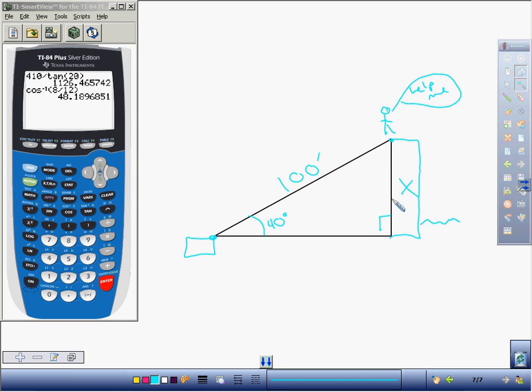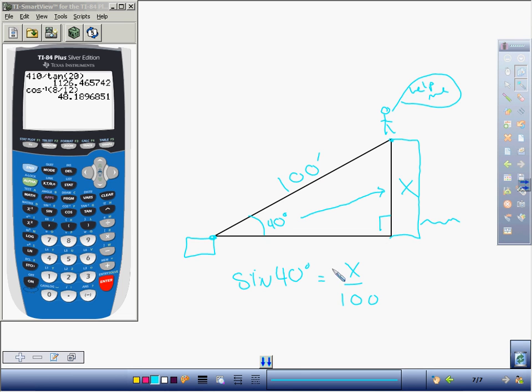So anyway, say you want to know how tall the building is. Which trig ratio should I use if I have this side and this side? From here, this is the what side? Opposite. This is the opposite side, and this is the hypotenuse. So which one uses opposite and hypotenuse? Sine. Sine of 40 degrees equals opposite x over 100.